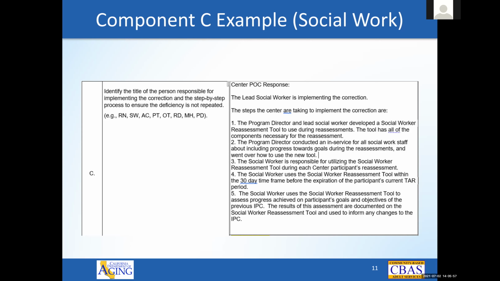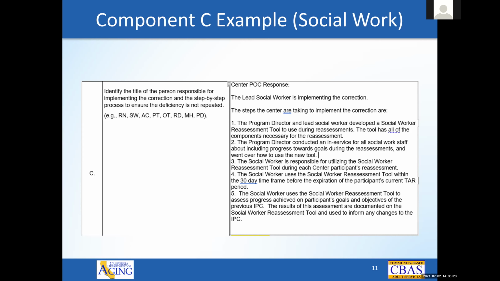Number three, the social worker is responsible for utilizing the social worker reassessment tool during each center participant's reassessment. Number four, the social worker uses the tool within the 30-day time frame before the expiration of the participant's current TAR period. And number five, the social worker uses the tool to assess progress achieved on the participant's goals and objectives of the previous IPC.